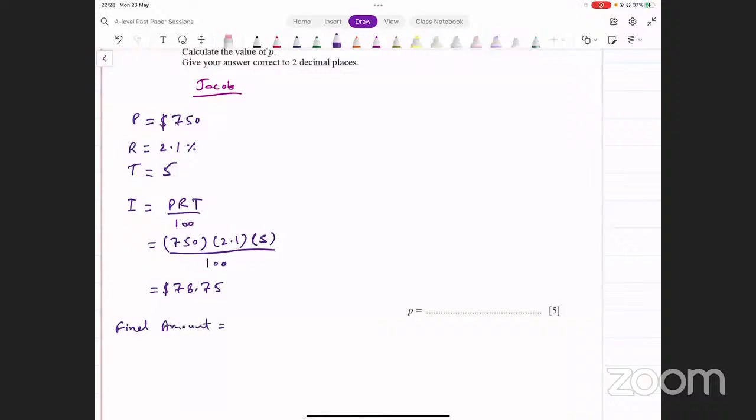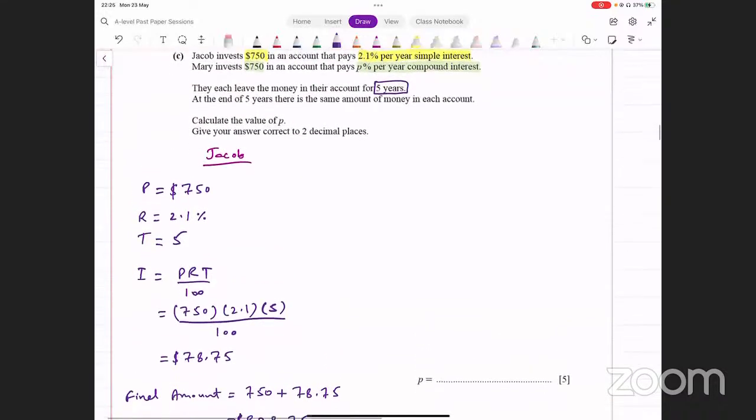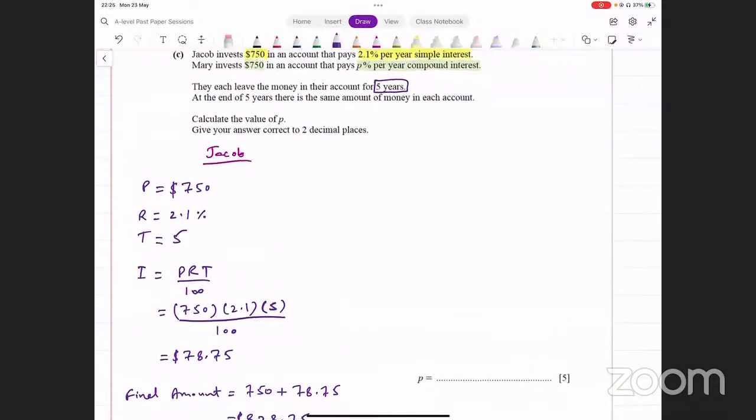Let's see what that turns out to be. The final amount is 750 plus 78.75. You can see what that gives you. That should be $828.75. That is the final amount that Jacob has after 5 years. Okay. And now, once we know this, we know that Mary's final amount should also be the same. Right, they said that the amount at the end in the bank is going to be the same for both of them.